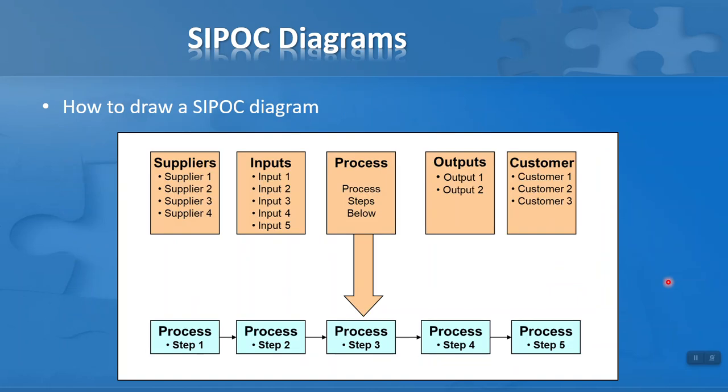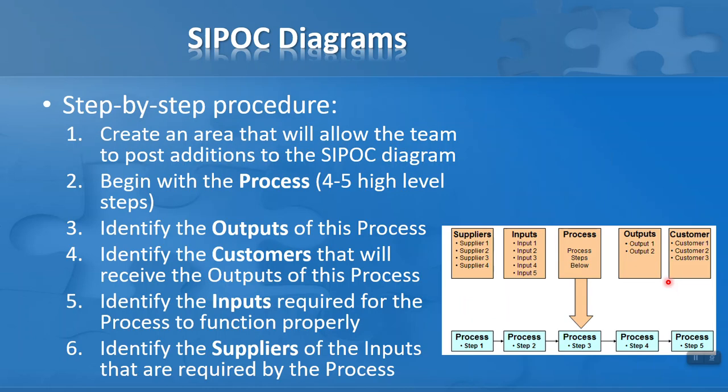So this is a high-level SIPOC diagram and how we draw this. So you can see the SIPOC is across the top here in brown, and we draw out the process separately, as you can see in a bluish color down at the bottom here. So let's see how we go and put a diagram like this together. And I really recommend that you do this following the step-by-step procedure that I'm outlining now. So we want to first of all, create an area that will allow you and your team to post additions to the SIPOC diagram. So a whiteboard or a flip chart is a great way to do this. And again, follow this step by step.